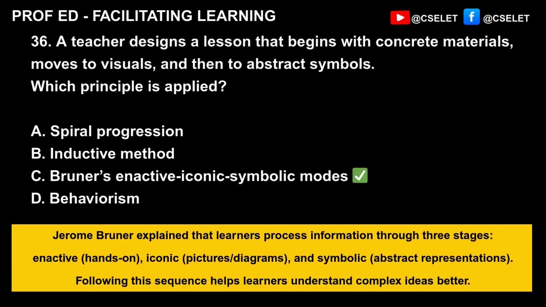The correct answer is letter C. Jerome Bruner explained that learners process information through 3 stages: enactive or hands-on, iconic or pictures and diagrams, and symbolic, abstract representations. Following the sequence helps learners understand complex ideas better.